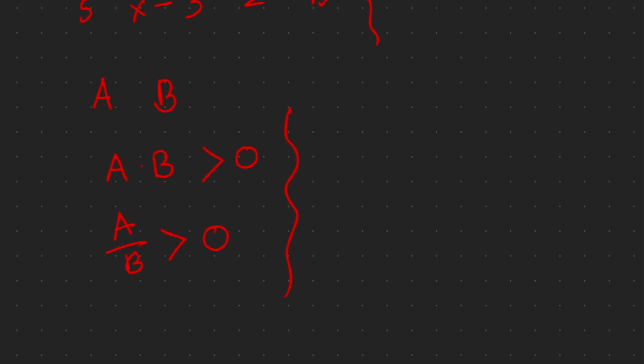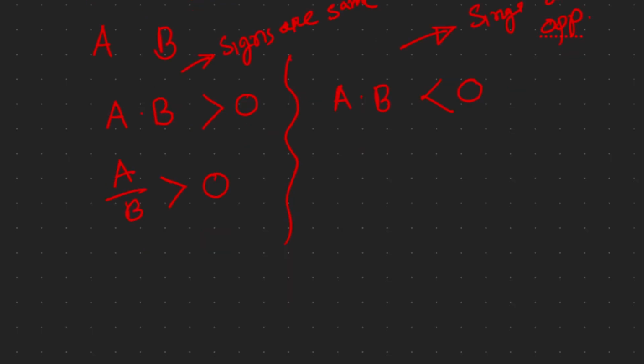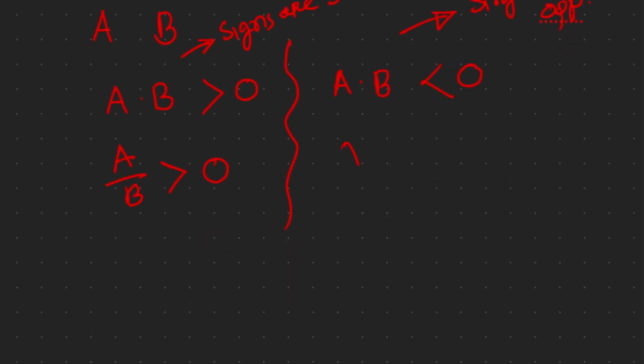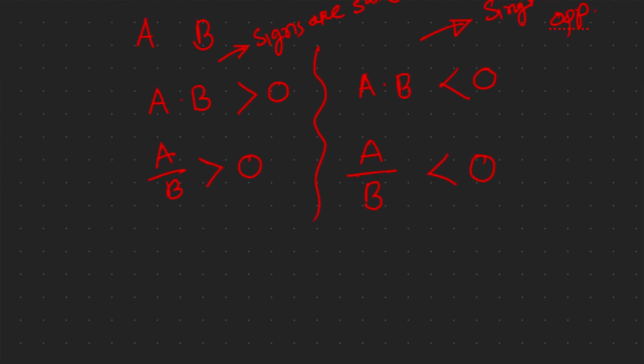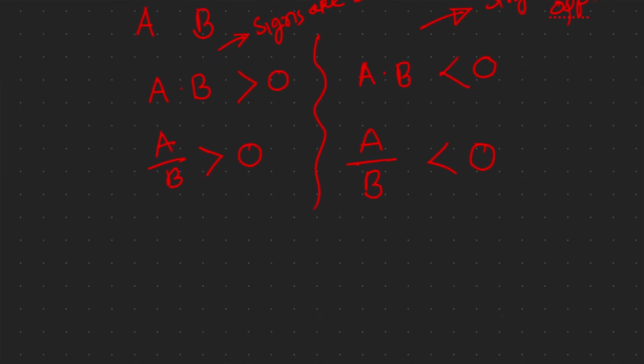And another situation, if A and B signs are opposite. Here the signs are the same, and in our second case the signs are opposite, so in this case we'll get the product less than 0. And if we divide A by B, as their signs are opposite, it will always produce less than 0. So these are the two cases which are very important to remember.